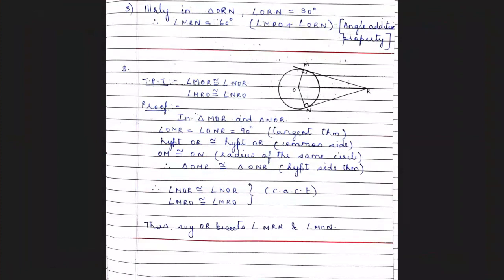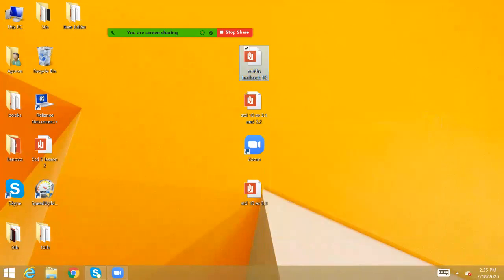So what is the proof? You consider both these triangles, MOR and NOR. You have angle OMR equal to angle ONR, 90 degrees, by tangent theorem. Hypotenuse OR congruent to hypotenuse OR, common side. OM congruent to ON, radius of the same circle. Therefore, the triangles are congruent by hypotenuse side theorem. Therefore, these angles are congruent by CACT. Thus, segment OR bisects angle MRN and angle MON. This is how we have to prove it. Okay. We go to question number 4.